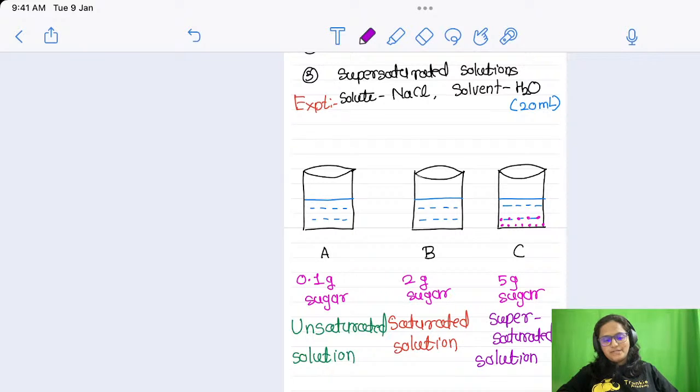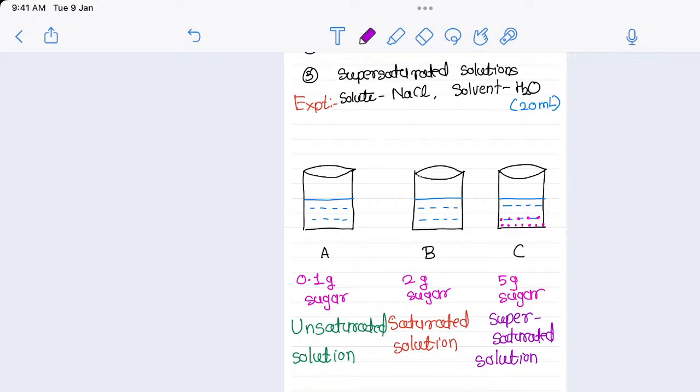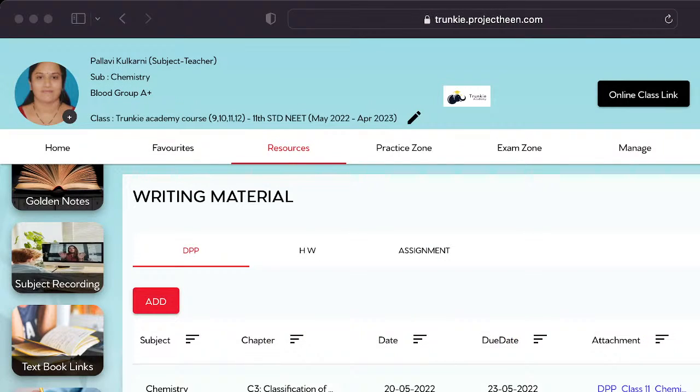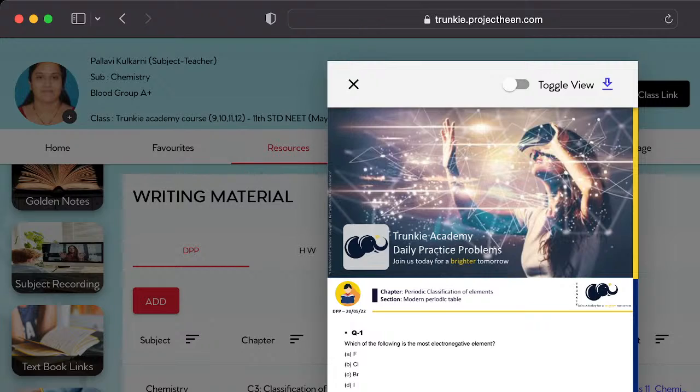I hope you understood this, and if you have any questions, please let me know, and I'll show you how to upload this DPP on the portal. So you can see this is a teacher's portal. Similar will be for the student. You can go to resources, then the writing material. In the writing material, you can see DPP, daily practice problems, will be available in the form of PDF.